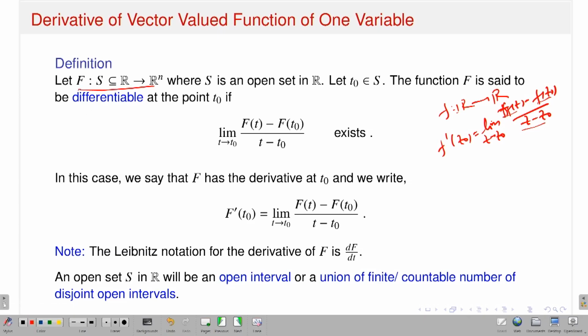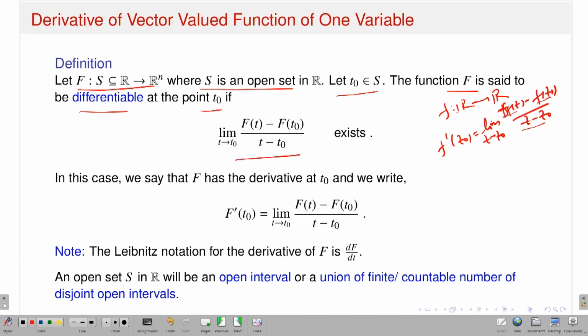So, let us start with the function f from some subset S of R to Rn, where I am just assuming that S is an open set. I have already discussed what I mean by open sets in Rn also. So, suppose S is an open set in R, define a function f, let t naught be a point in S. I will say that the function capital F is differentiable at a point t naught if this limit exists.